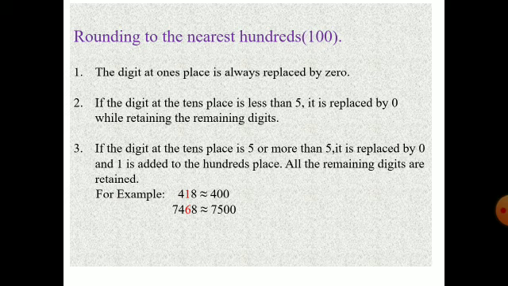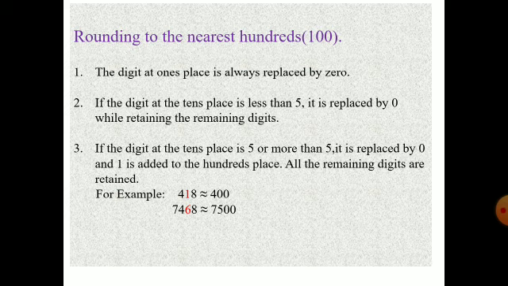For example, 418. In this number, replace the digit at ones place with 0 as per step 1. Now, check the digit at tens place. Since it is less than 5, replace it with 0 and keep the digits at hundreds place as such, as per step 2. So, on rounding off the number 418 to the nearest hundreds, we get its approximate value equal to 400.